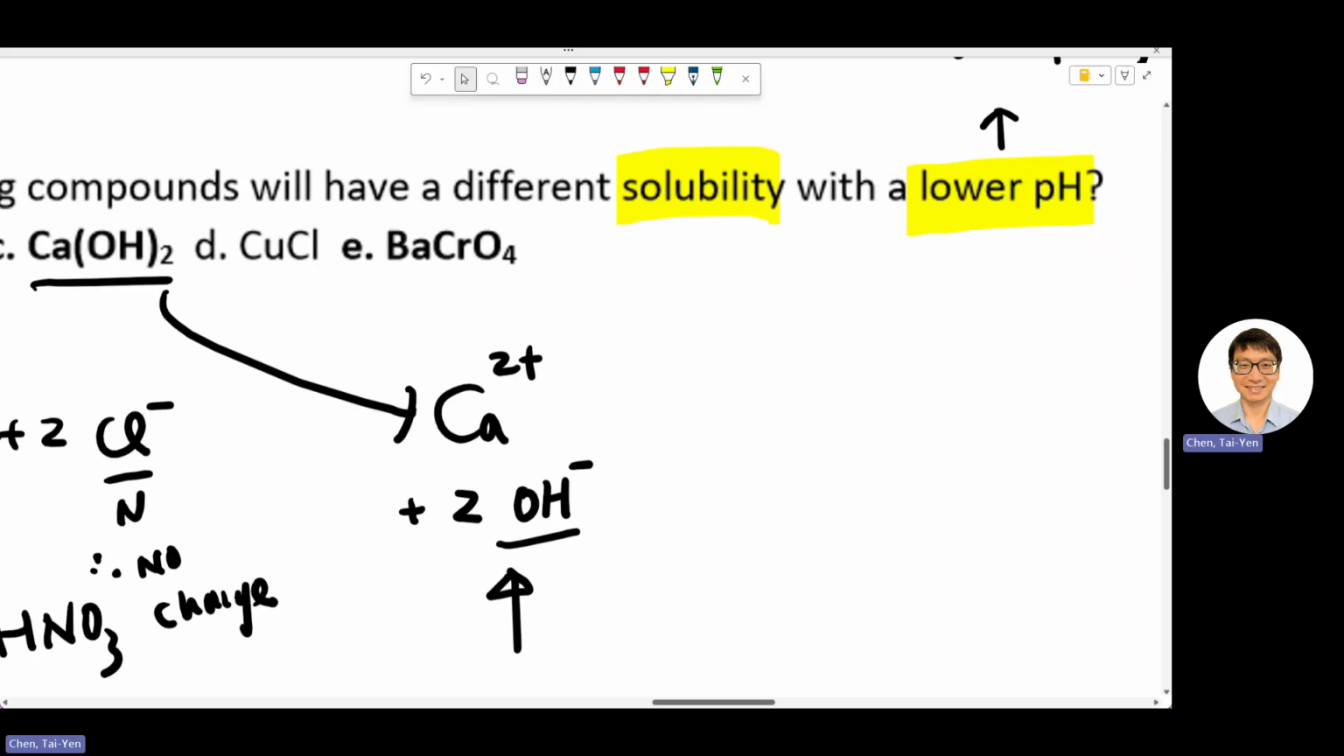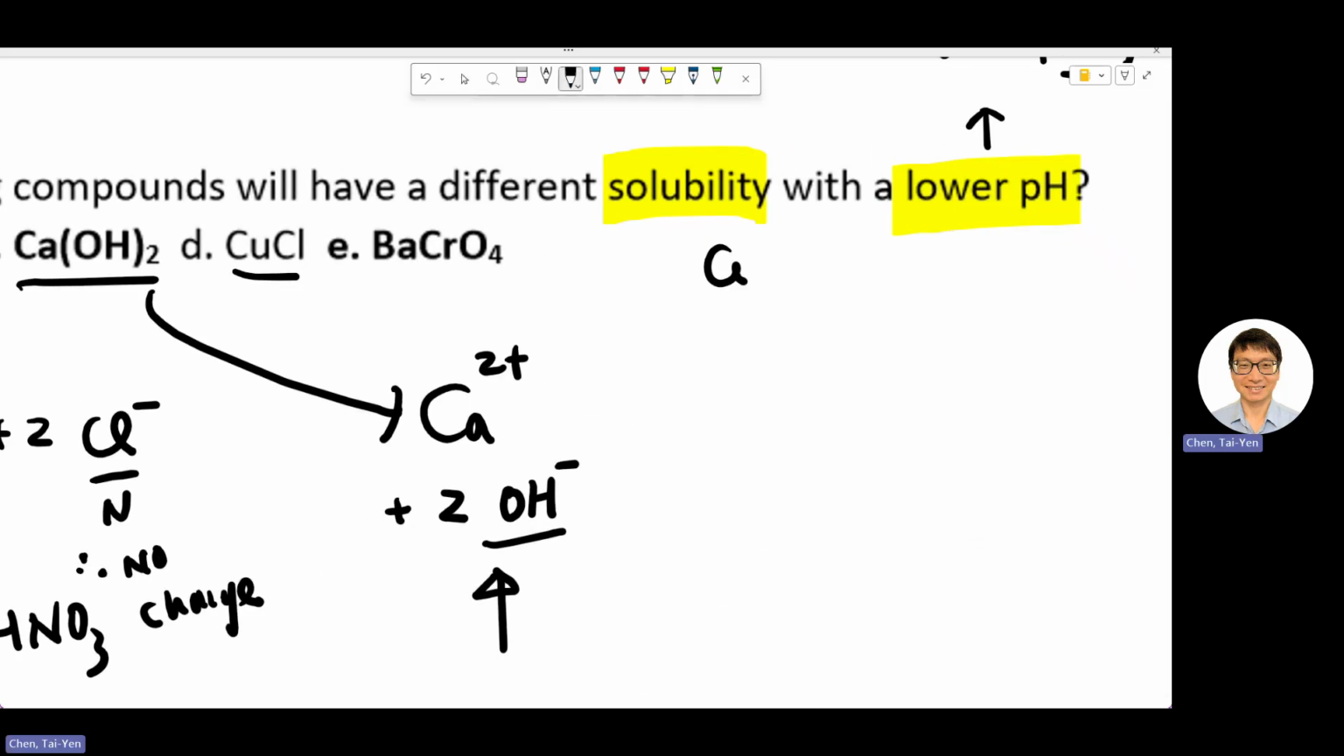Next one, CuCl. Okay, when we write out CuCl, do you know the charge of your Cu? Because Cu doesn't belong to your 1A, doesn't belong to your 2A, right? But does it matter? No, it doesn't, because all you care about is actually the anions.